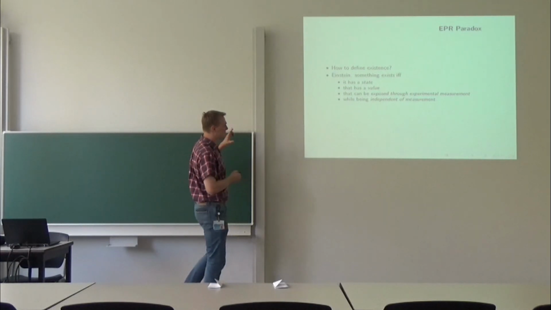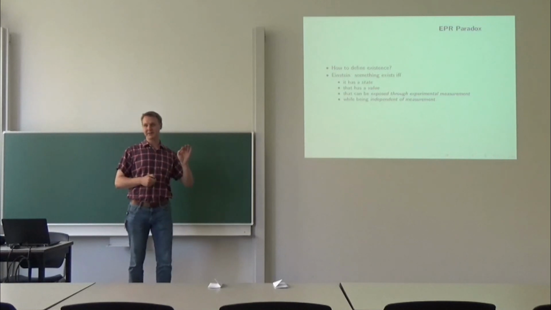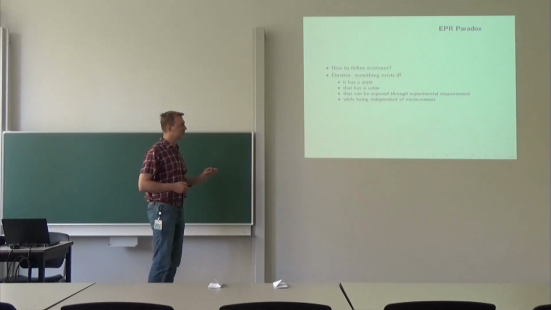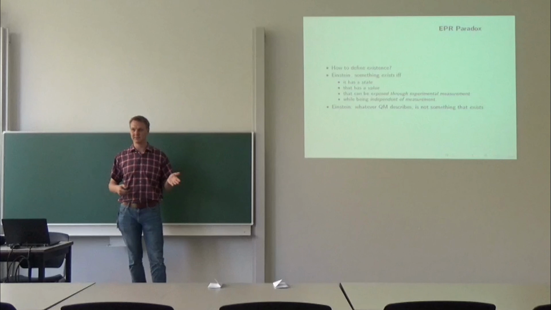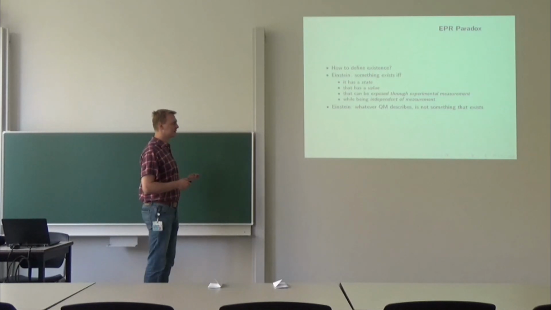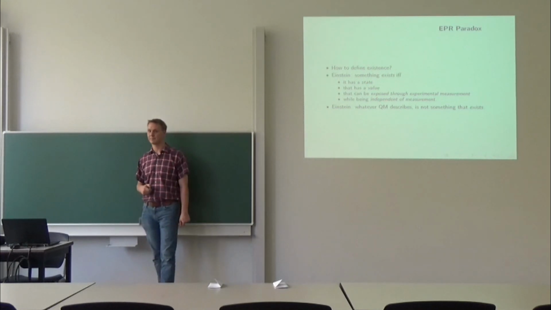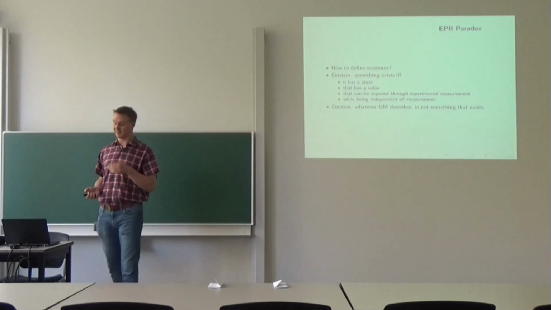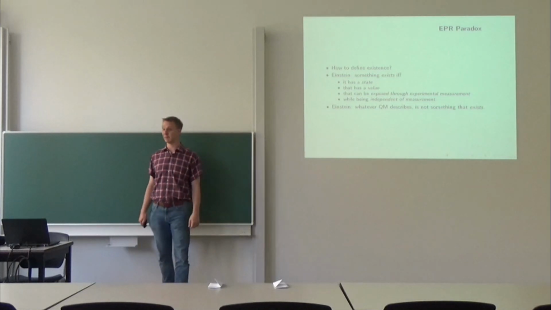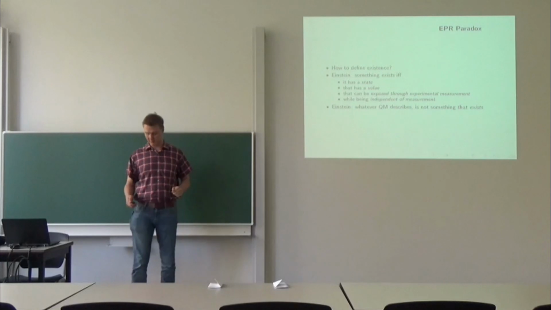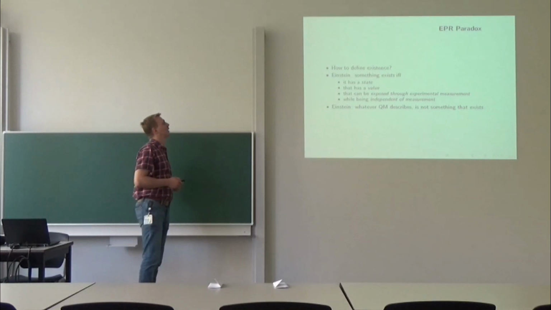So if these 4 bullet points accurately describe what exists and what does not exist, well then quantum mechanics describes something that does not exist. Because necessarily, in quantum mechanics, measurement influences the state. So this independence is not true. Or that's the prediction of quantum mechanics, at least. Einstein interpreted this to mean that quantum mechanics has to be wrong, which is by no means obvious.